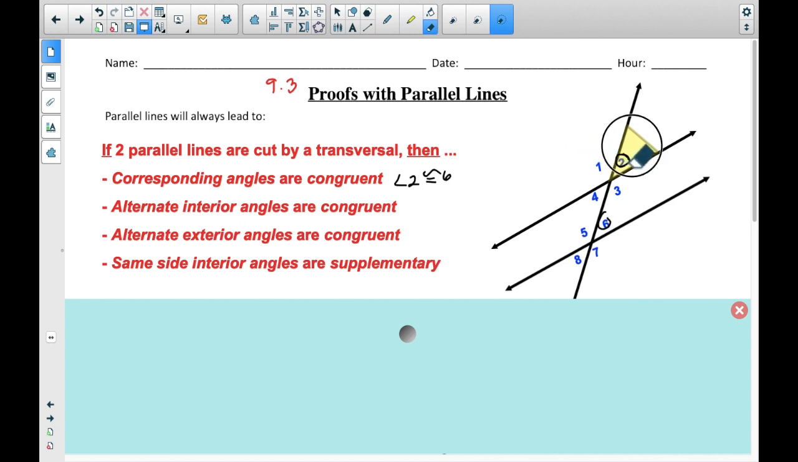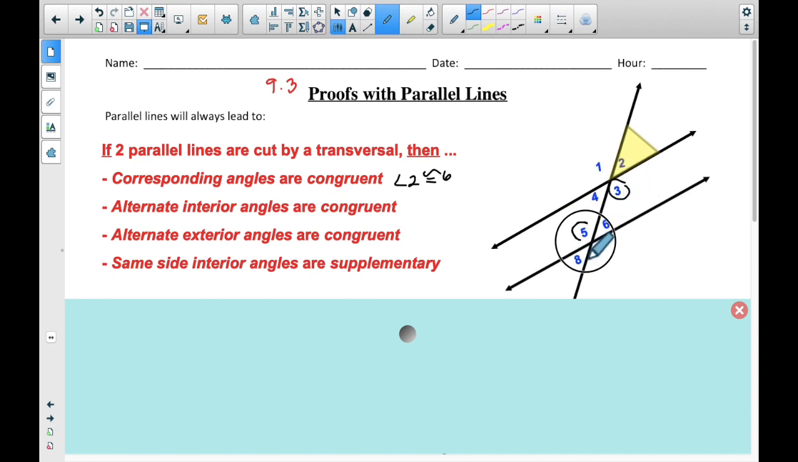Then if we talk about alternate interior angles, then we go to the interior and we go to different sides of the transversal. So 3 and 5, for instance, would be alternate interior angles, would be congruent. And the next one, alternate exterior, well, we'd have to go to the outside. So that maybe could be angle 2 and angle 8, because those are on different sides of the transversal, but they are both outside. So that's angle 2 and angle 8.